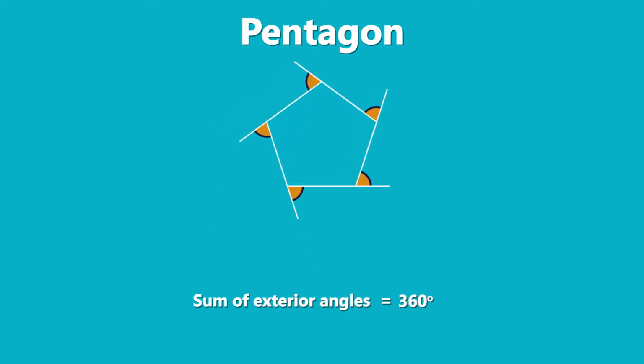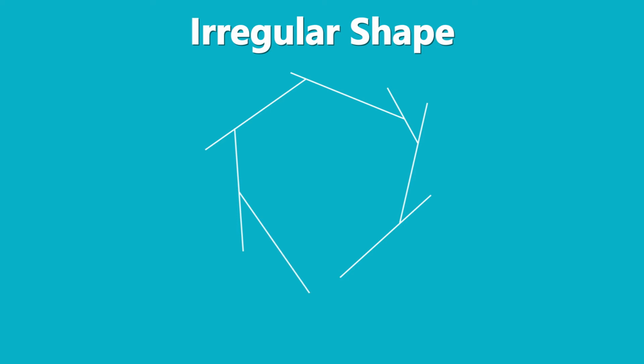So this seems to work with regular shapes, that is, shapes with the same side length and same angles. But what about an irregular shape? To make an irregular shape, I'm just going to put some lines down. I've got one there, one over here, one going up there, one across, fill in that gap, one down, and one across the bottom.